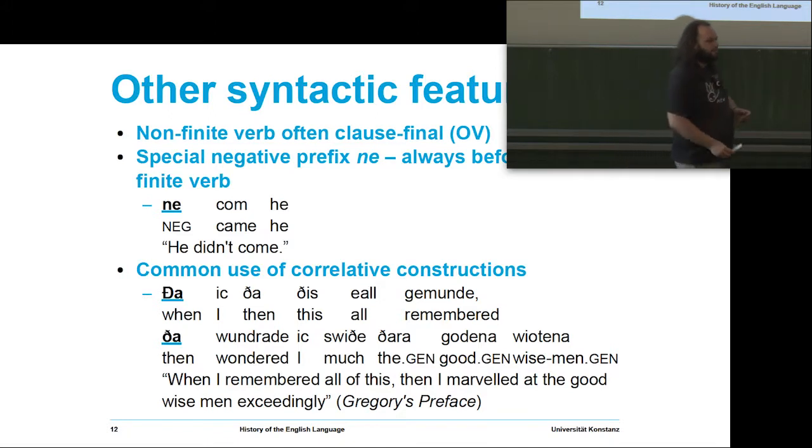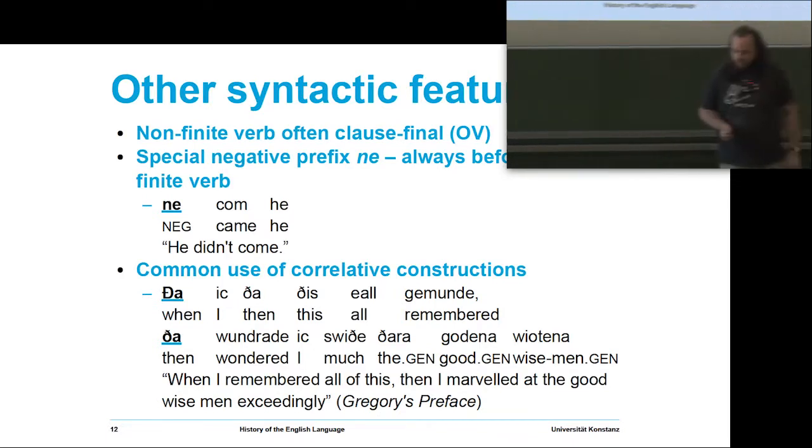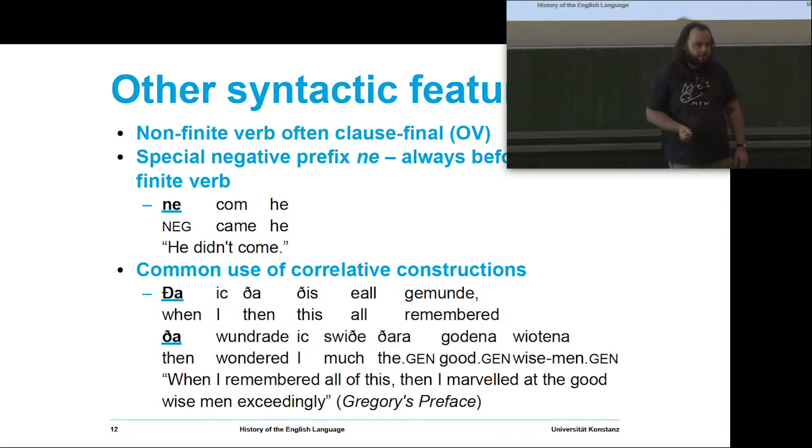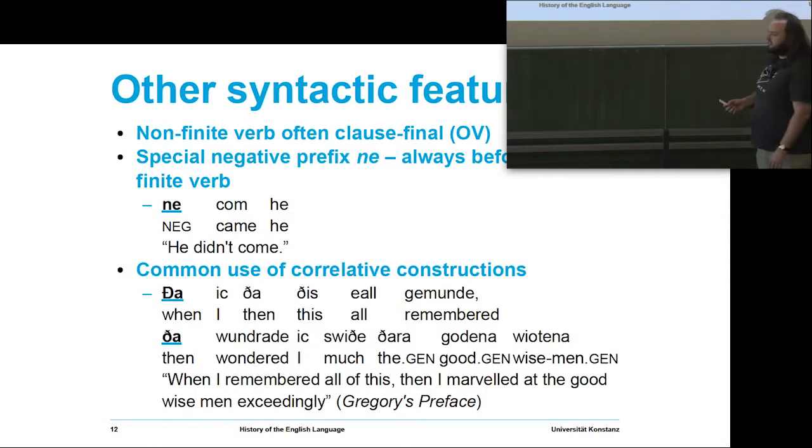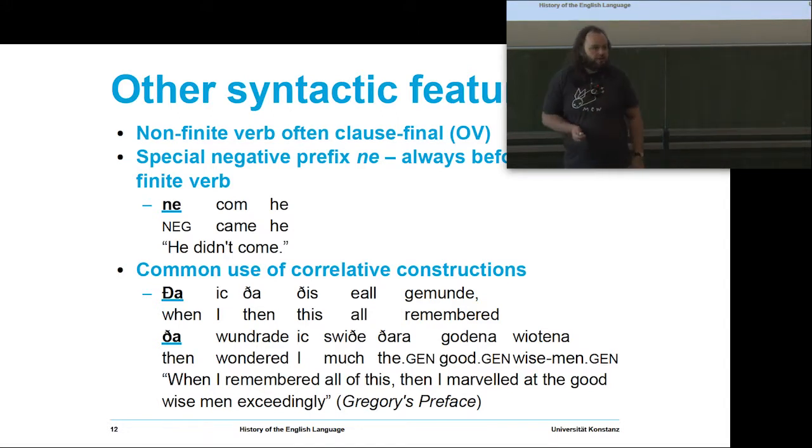So that's the most important syntactic feature of Old English. Old English has verb second a lot of the time, but it also has some other special syntactic features that you find quite a lot. One of them is that the non-finite verb is often clause final. This is a feature that Old English shares with German that it doesn't share with languages like modern-day English. So Old English, if you abstract away from the verb second rule, shows a very strong tendency to be object-verb. The object comes before the verb.